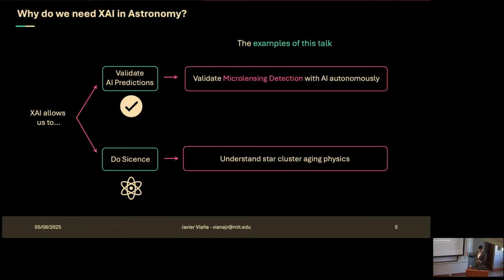And these are exactly the two use cases I'm gonna tell you about. The first one is validation of microlensing detection with AI, and doing so autonomously because, obviously, it's really easy to just predict visually if this is a microlensing or not, as a human, if you are trained properly, but that would be repeating the decision making as opposed to validating a prediction of a model. And then you have doing science, which is the case that I'll be talking about today, understanding what the star cluster aging physics in space are, right? So that's the sort of application.